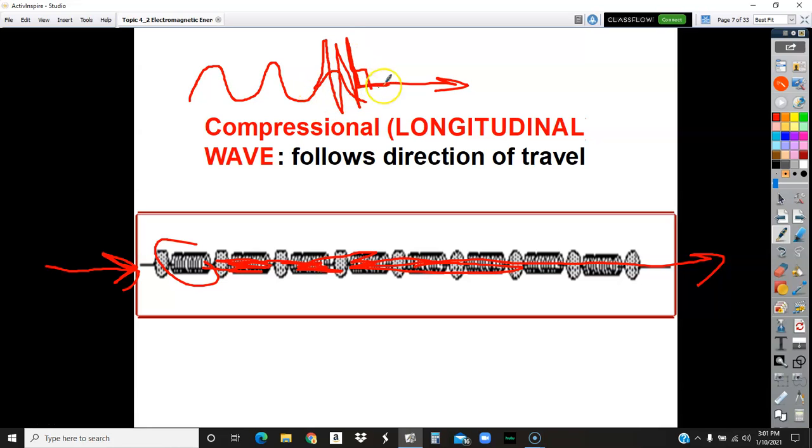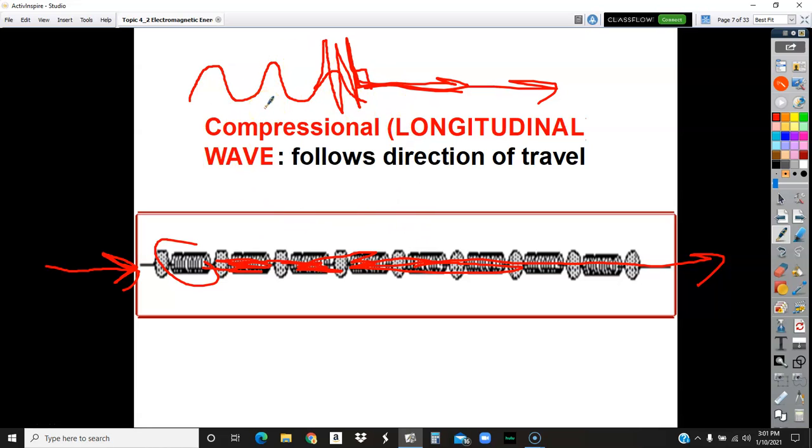So a transverse wave travels at a right angle to the way it's heading. It's heading this way to the right, but it's going up and down. A longitudinal wave is the action of the wave is in the same direction as the wave's going. So that's the difference between a compressional wave and a transverse wave. We're going to talk more about these two types of waves.